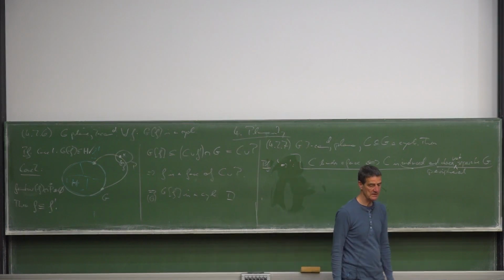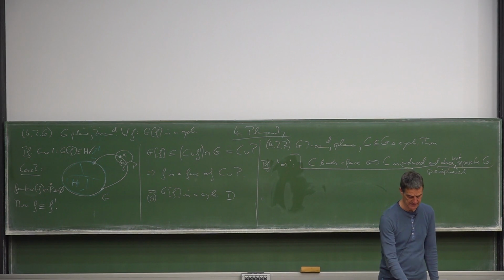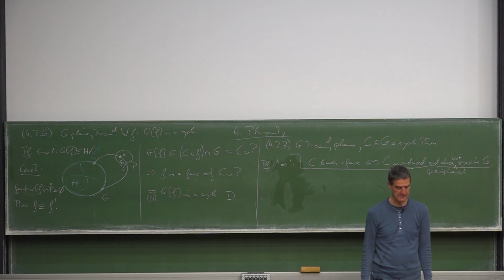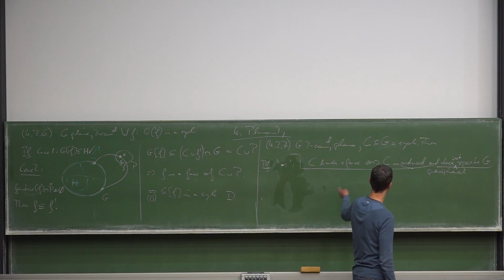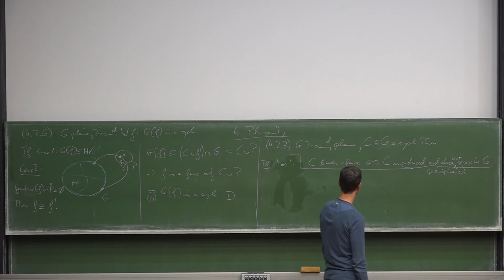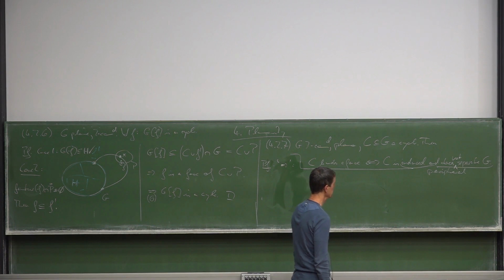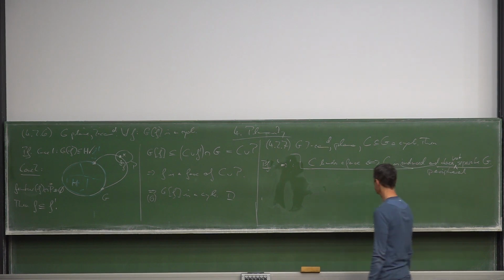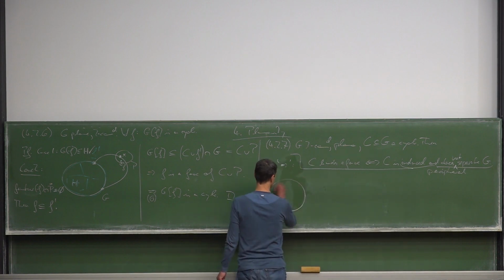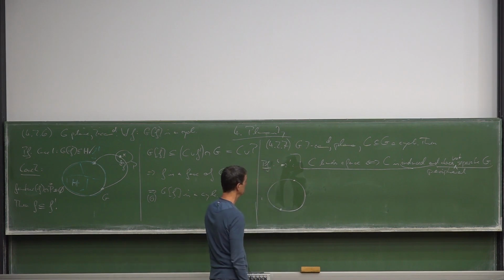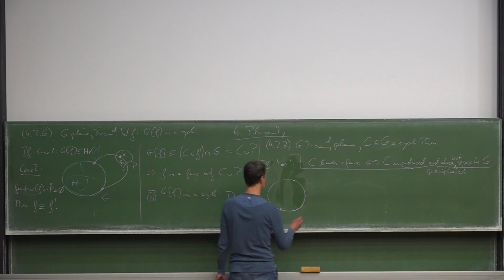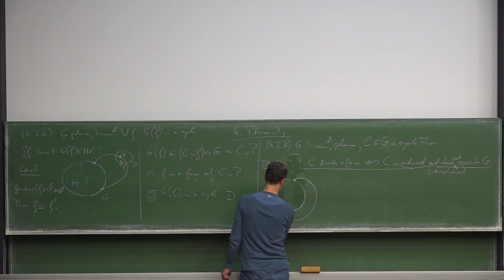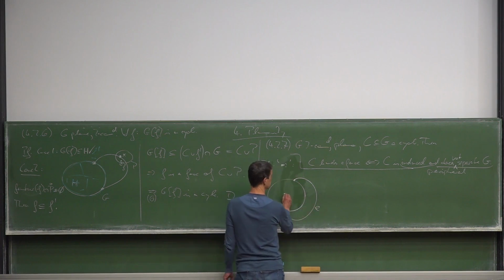So let's assume that C bounds a face, and let's show that it's induced and does not separate G. Well, it's certainly induced. If it wasn't induced, there would be an edge here. This is the face that it bounds.